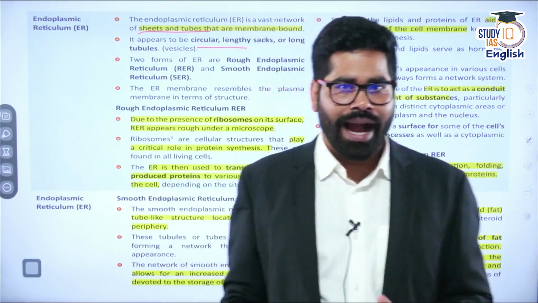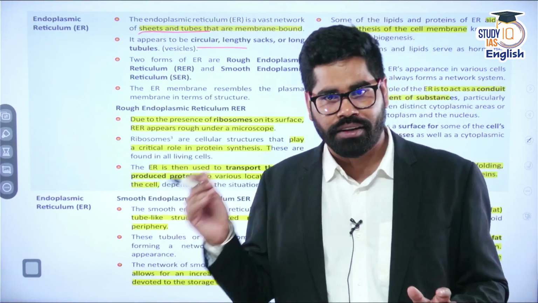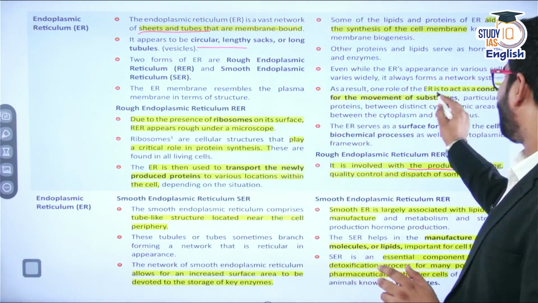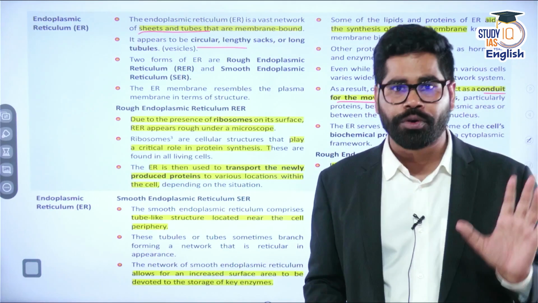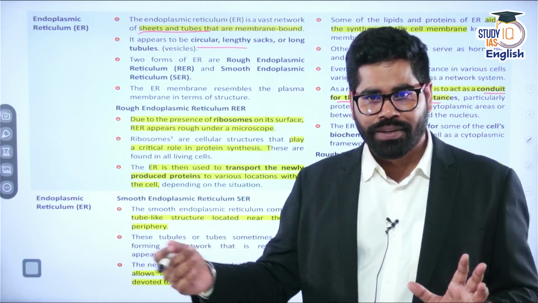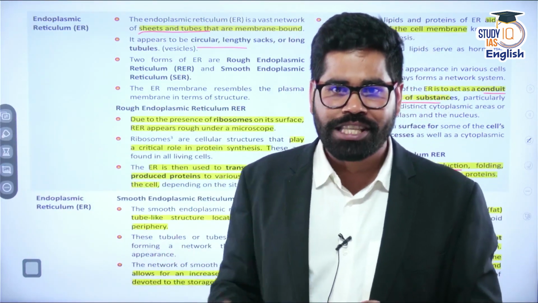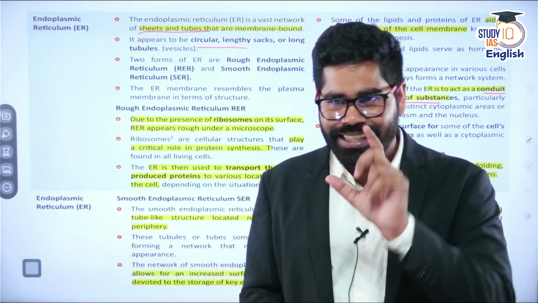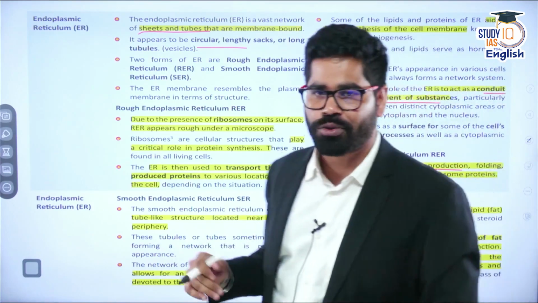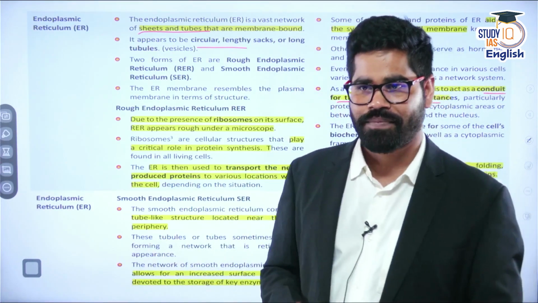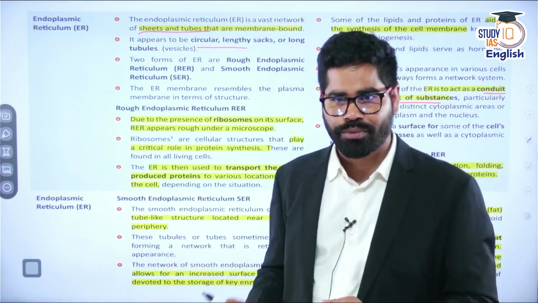In total, the endoplasmic reticulum, smooth and rough, acts as a conduit for the movement of substances and particularly proteins. The ribosome present on the rough endoplasmic reticulum is responsible for protein synthesis, and the rough endoplasmic reticulum is responsible for folding, quality control, and dispatch of these substances. On the other hand, the smooth endoplasmic reticulum does not have ribosomes on its body.